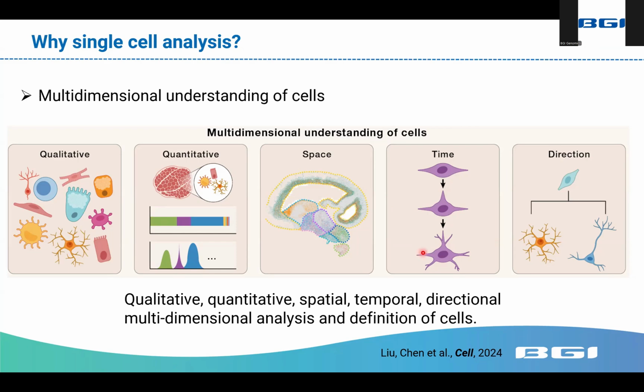Then at the directional level, we can gain the potential transformation paths each cell type may undergo. So understanding these multifaceted dimensions of cellular diversity and organization is crucial for comprehending the connections between the genome and specific biological processes, as well as the regulatory mechanisms involved.